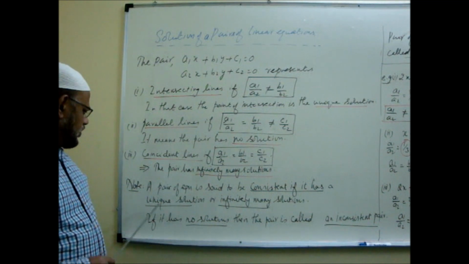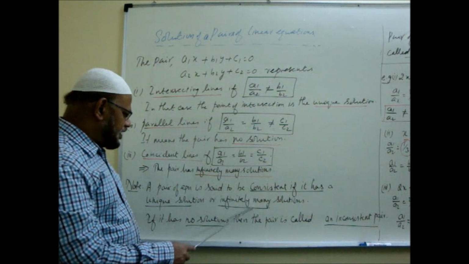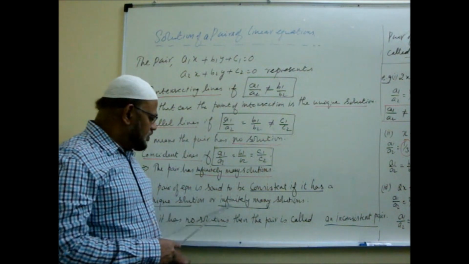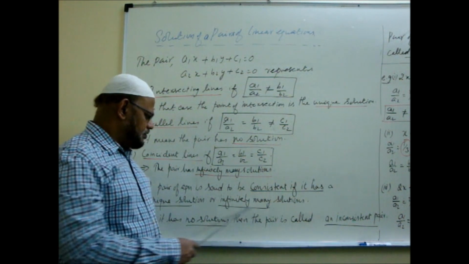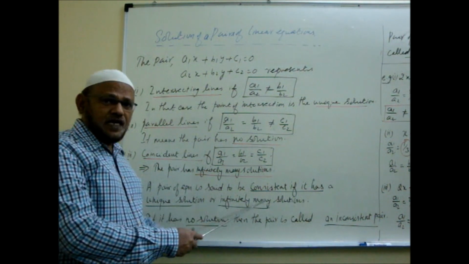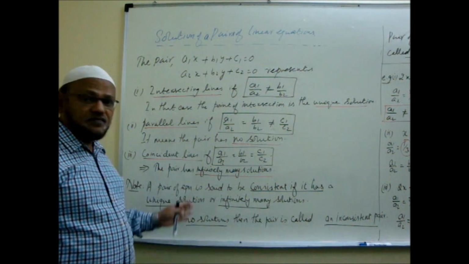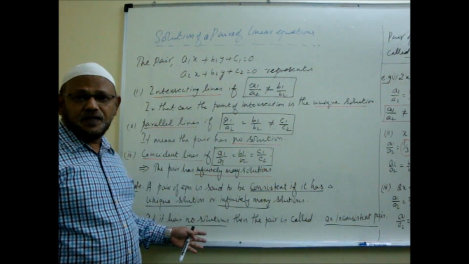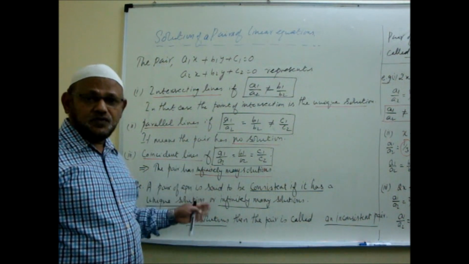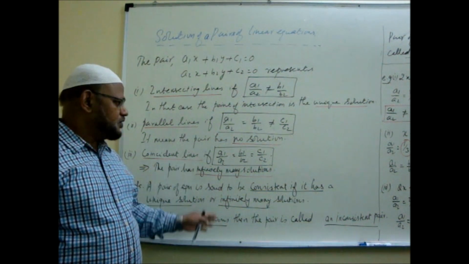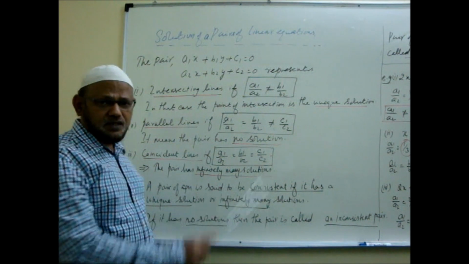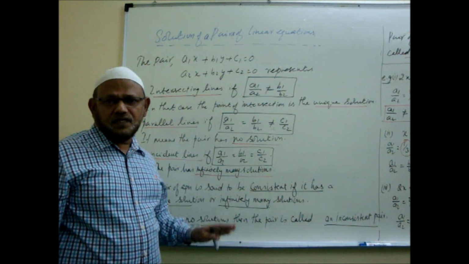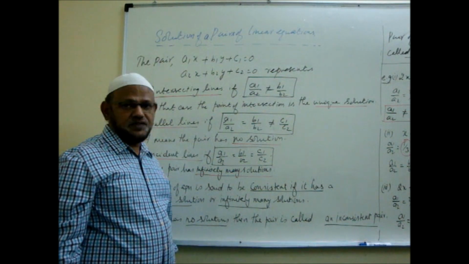But at the same time, infinitely many solutions means it will also be consistent because it has some solution. This type of pair, having infinitely many solutions, has a special name that we call a dependent pair. So a dependent pair of equations means they have infinitely many solutions, meaning all these three ratios are equal. But it is consistent. A dependent pair is always a consistent pair of equations.